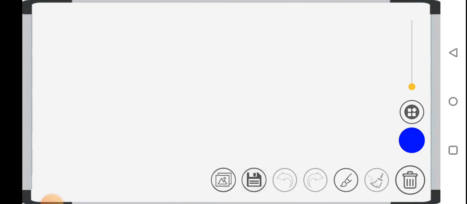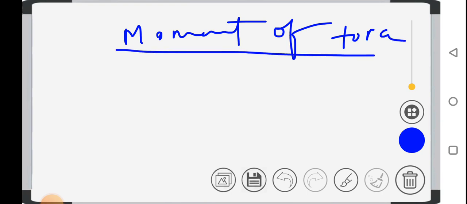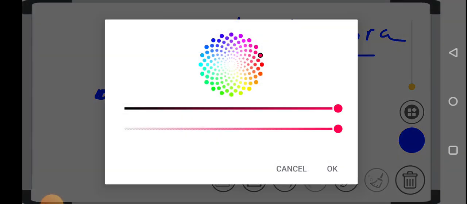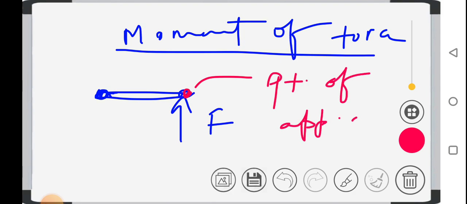So, what is moment of force? Moment of force, you can define as the turning effect of the force. But when can the turning effect of the force be created? When the object is fixed at a certain point. If an object is fixed at a certain point, suppose this rod is fixed, and then we apply a force, this point which I'm pointing with red color is the point of application of force.